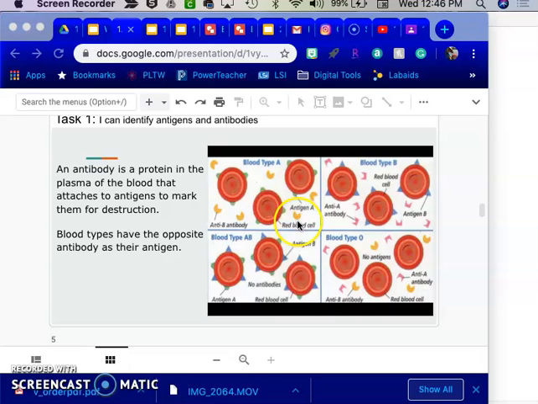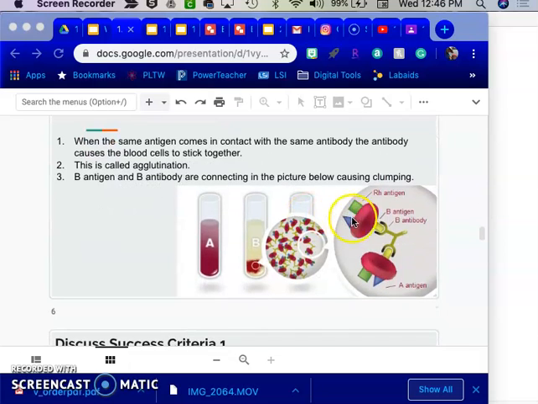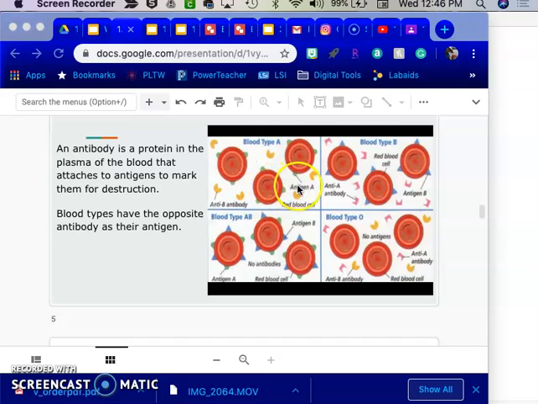So type A has actually type B antibodies. You don't have to worry about this right now, but notice how they won't fit together. All right, we'll talk about how the antibodies and antigens actually interact, which is down here, is when the B antibody comes into touch with a B antigen, they actually attach to each other and causes the blood to clump together. All right, so there's B antibodies and there's A antibodies. Type A has no A antibodies in them because otherwise the blood would be attacking itself.